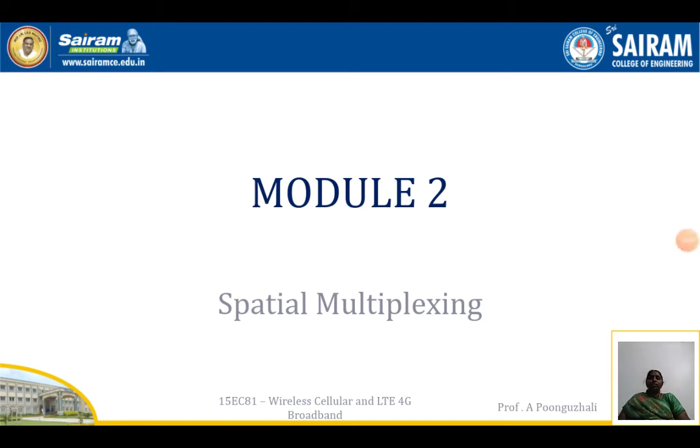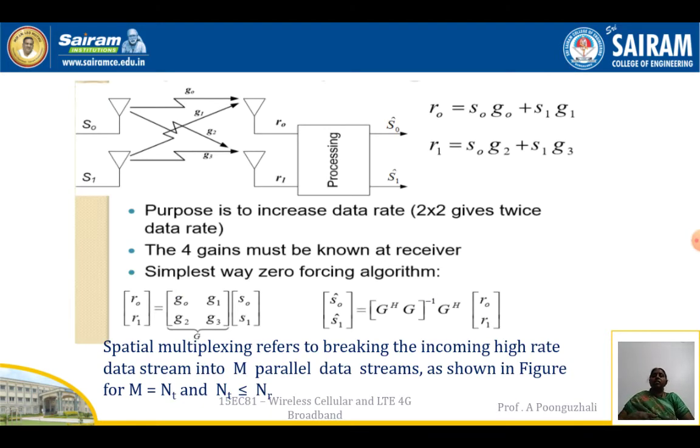So the last diversity technique that we are going to see is a spatial multiplexing technique. In spatial multiplexing, the high data rate stream is going to be divided into M parallel data streams, where M is defined by the number of transmit antennas we use. We assume that the number of transmit antennas is always less than or equal to the number of receive antennas.